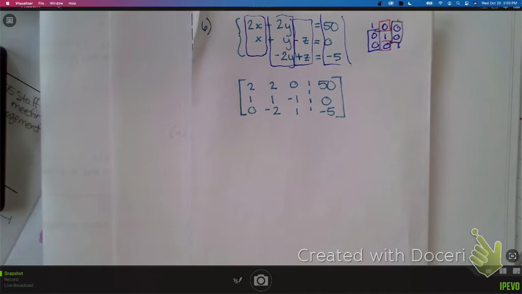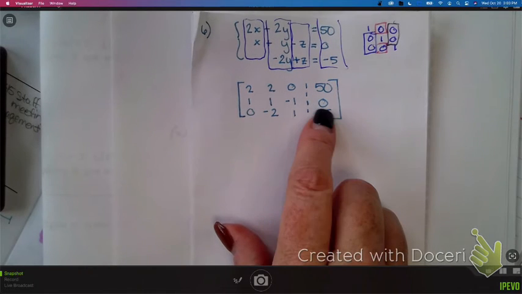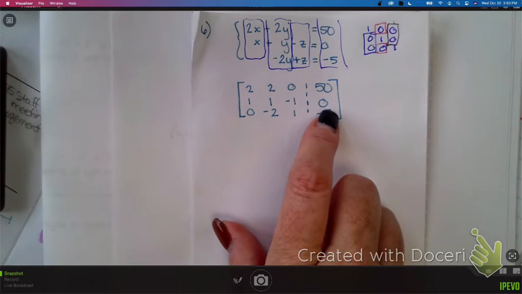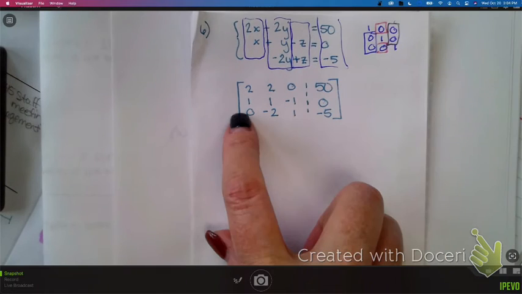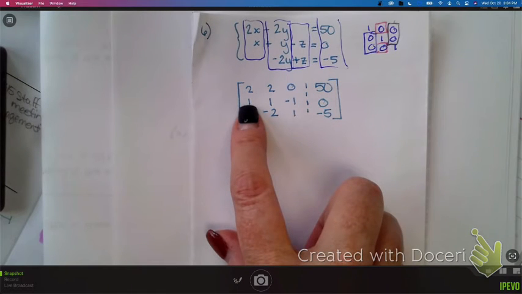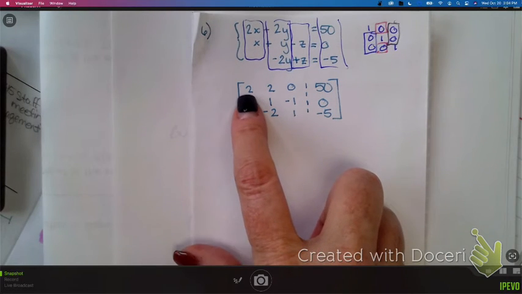Well, do I have a row of all ones? Yeah. Would it be nice just to throw that up top? Can I? Yeah. Okay. I want a 1 right here, don't I? Do I have a 1 already there? Yes. Okay, but I also could do this.